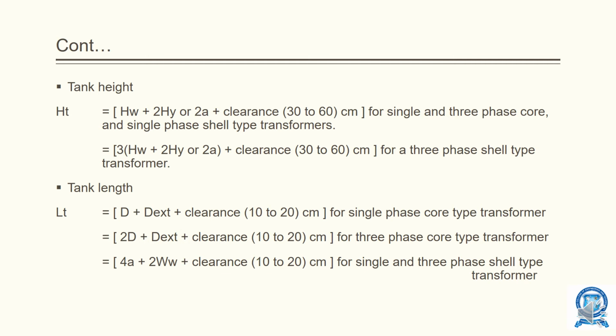The next expression is to calculate the tank length. The tank length LT is equal to D, where D represents the distance between two adjacent limbs, plus D extension plus the clearance value for a single phase core type transformer; 2D plus clearance for a three phase core type; and 4A plus 2WW plus clearance for single and three phase shell type transformers. You can easily remember this as D, 2D, and 4. It goes in this fashion.